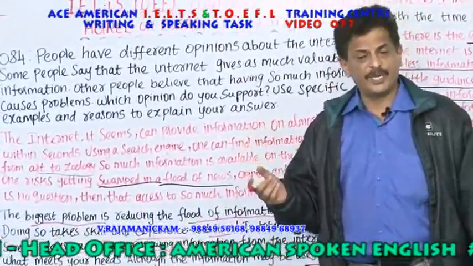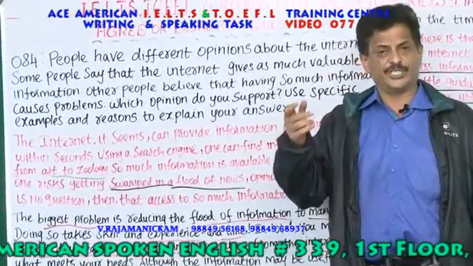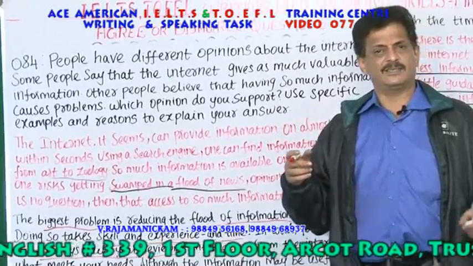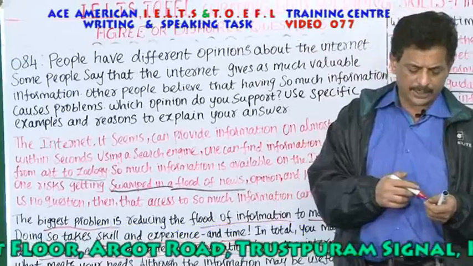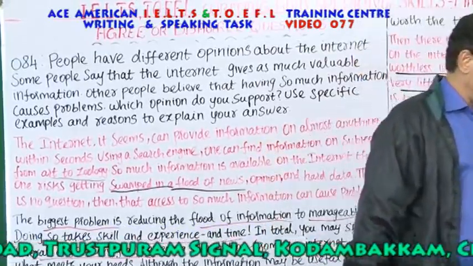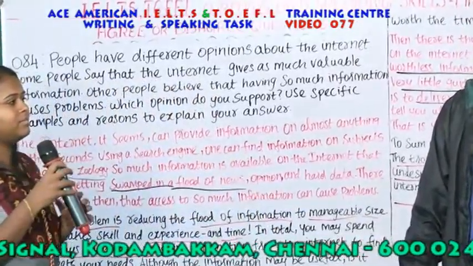That's what he says. That's why he doesn't want to rely on the internet too much. The writer says he doesn't want to rely on the internet too much because it gives wrong information and causes problems. It takes time to separate the good information from the wrong information. So my dear friends, once again, read the topic properly. The internet, of course, is a boon.